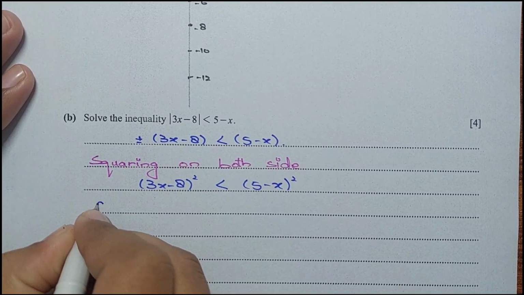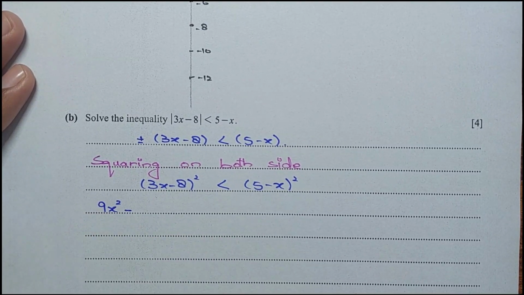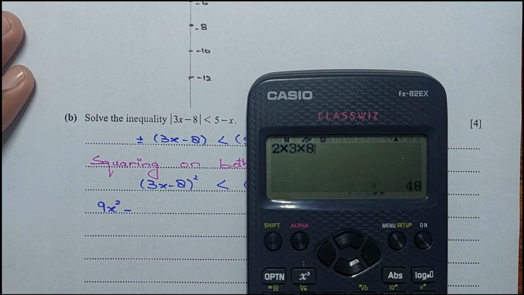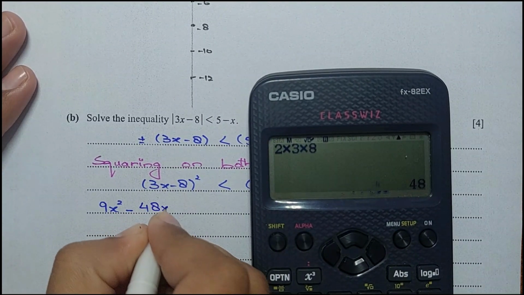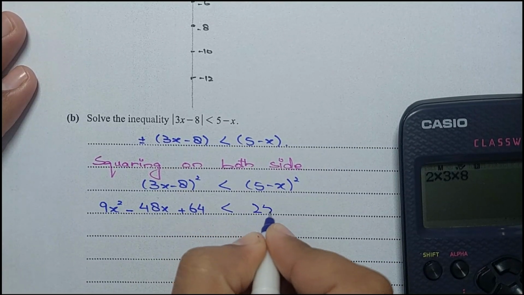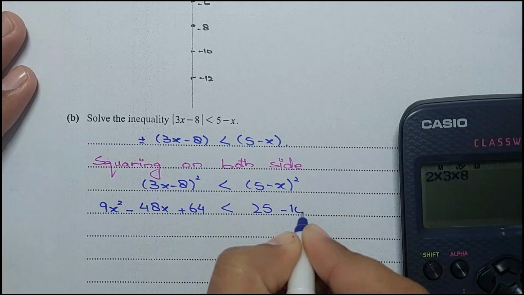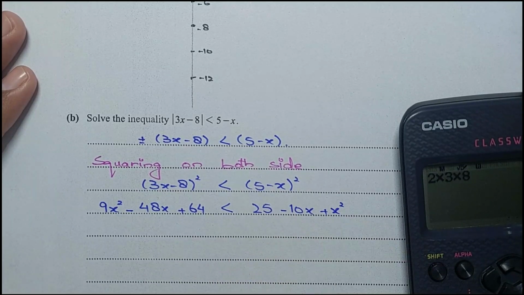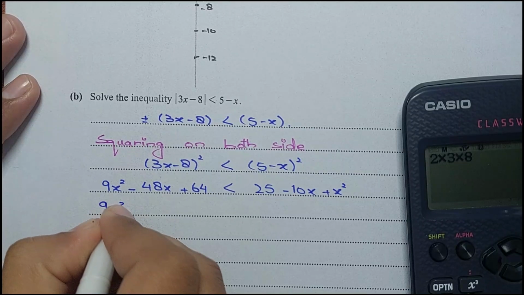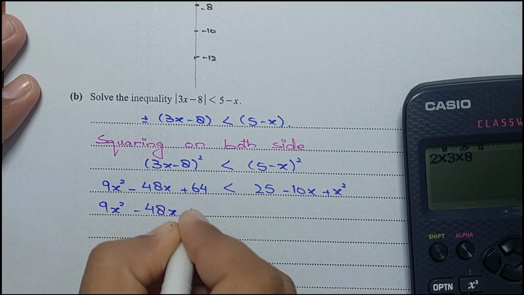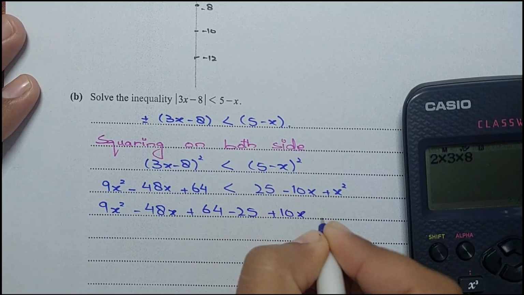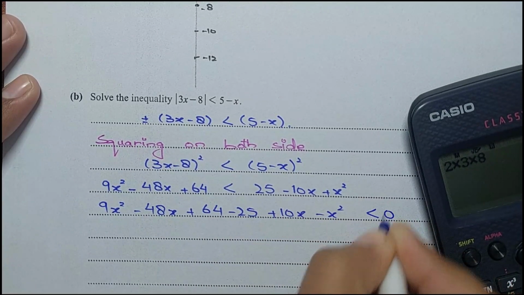So we have 9x square minus 2 into 3x into 8. 2 into 3 into 8 would be 48, so minus 48x, and 8 times 8 is 64, right? This is less than 5 square, which is 25, minus 2 into 5 is 10x, plus x square. I would like to shift every term to the left side. So 9x square minus 48x plus 64 minus 25 plus 10x minus x square is less than 0.